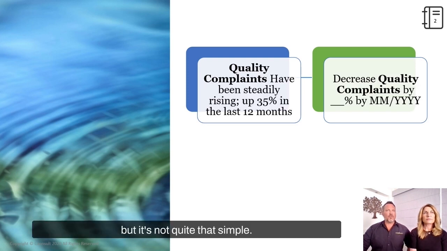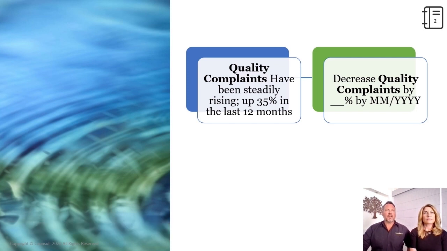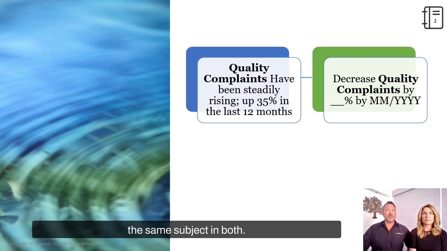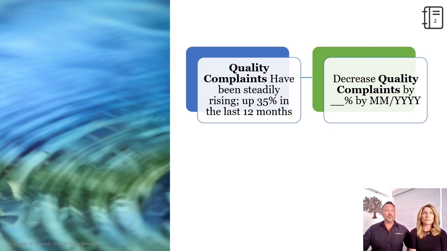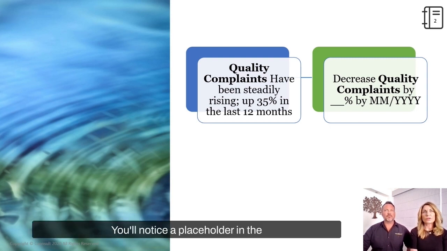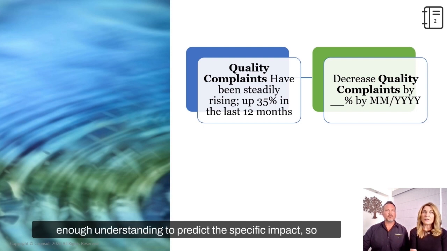But it's not quite that simple. We need to add some more meat on the bones to make it meaningful. It's important, though, to keep the same subject in both. You'll notice a placeholder in the goal statement in this example. During the define phase of the project, it's unlikely that the team will have a deep enough understanding to predict the specific impact. So we leave a placeholder here that they'll fill in as they learn more about the opportunities.